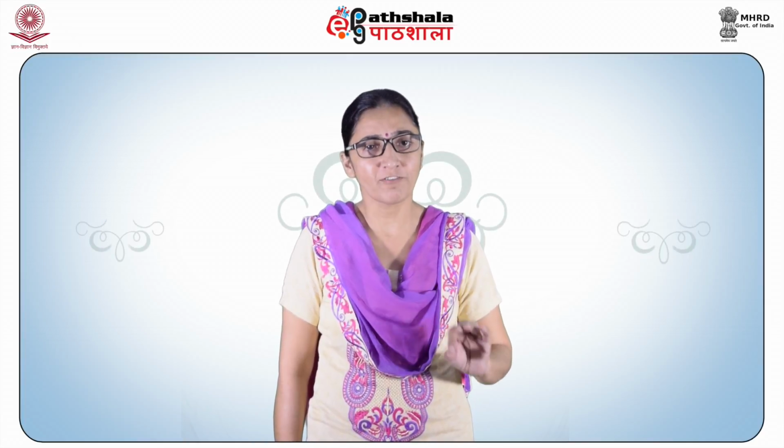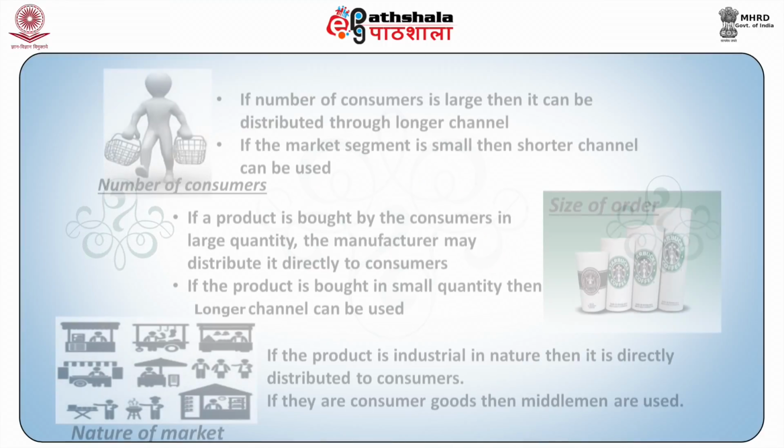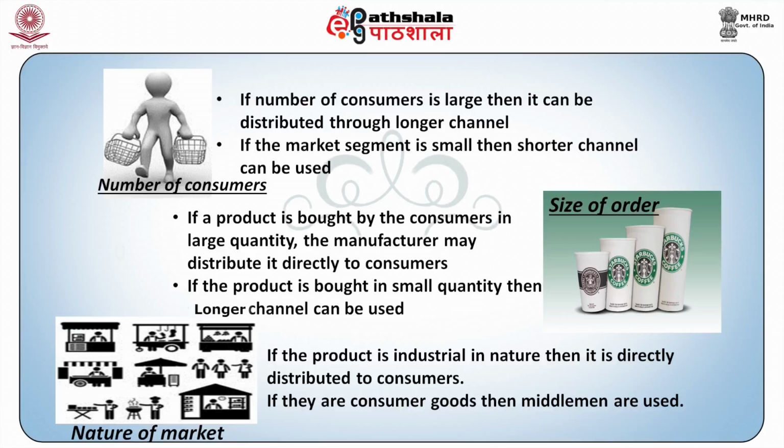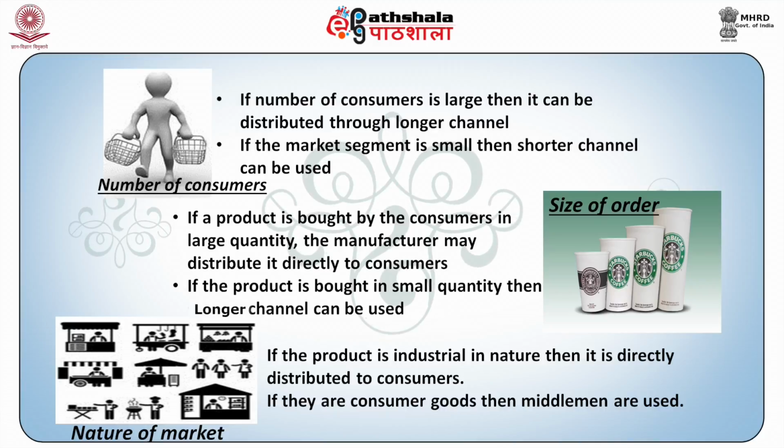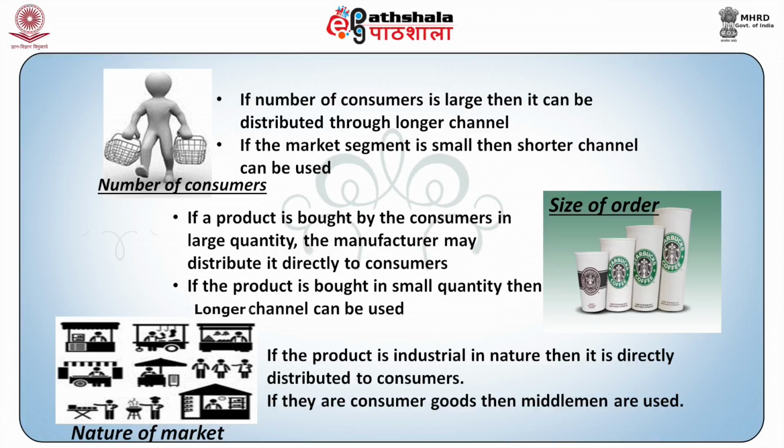Factors related to market. Some of the factors related to market which affect the selection of a channel of distribution are: number one, the number of consumers. If number of consumers is large, then it can be distributed through longer channel, and if the market segment is small, then shorter channel can be used.